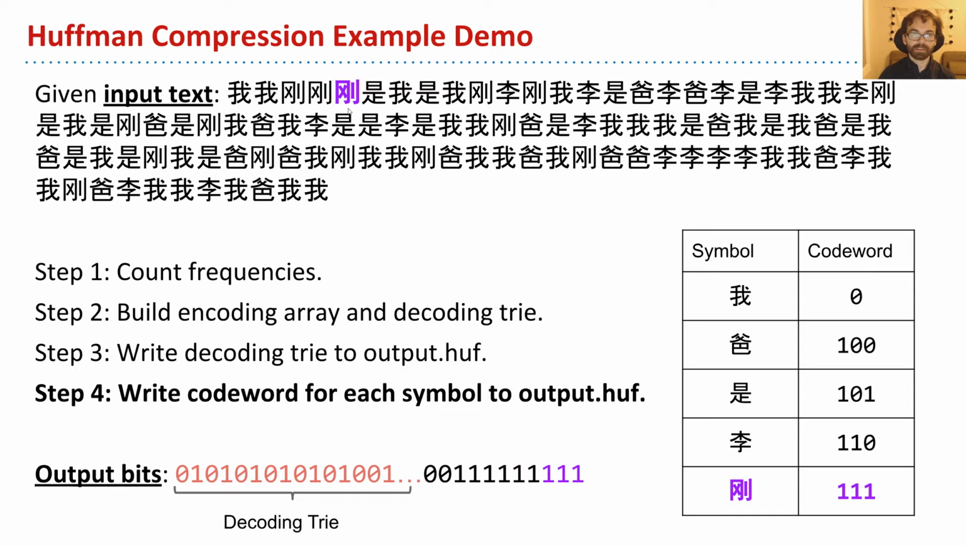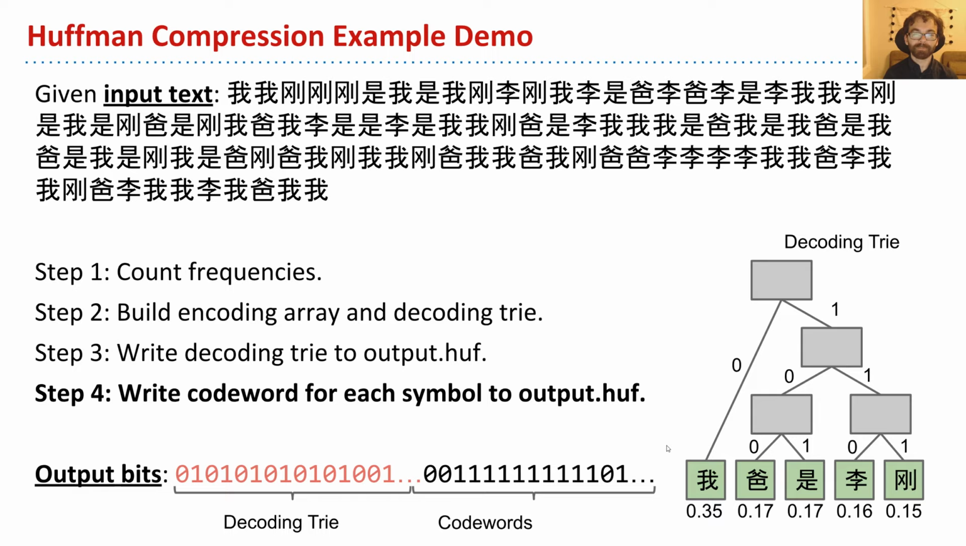And now, what's this going to be? So even if you don't know Chinese, you can look in this table and see that it will be 101. And then we get, well, more bits. So I don't want to do any more because it's a little redundant. Okay. So now at this point, ultimately, the sequence of bits I send out to the receiver or that I write out to a file will be the decoding trie, followed by all of the code words representing the symbols that we'd like to send.